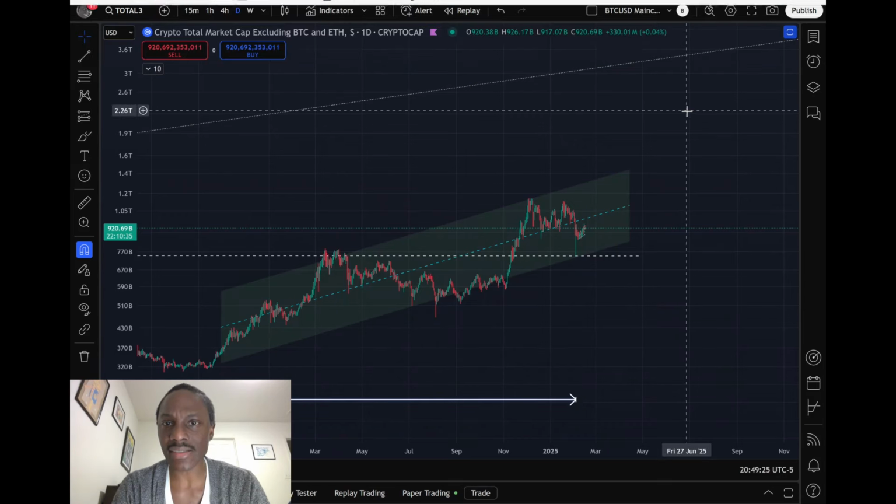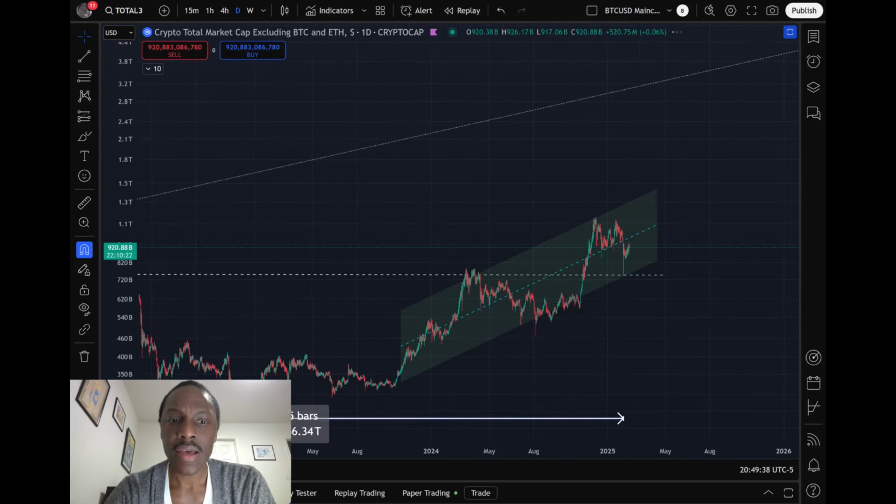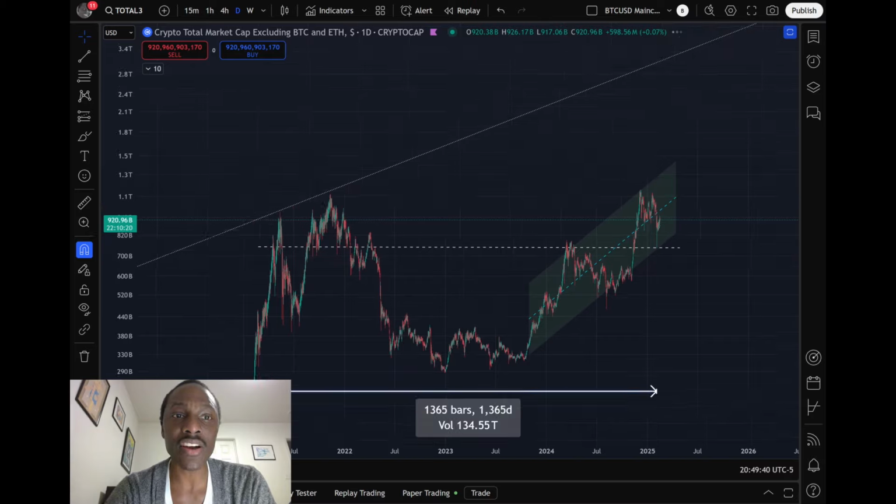Last but not least, and again, this is all in addition to your respective altcoin chartings, right? You should be charting your altcoins respectively. We'll probably do one right after before we sign off. Bitcoin, the TOTAL3.